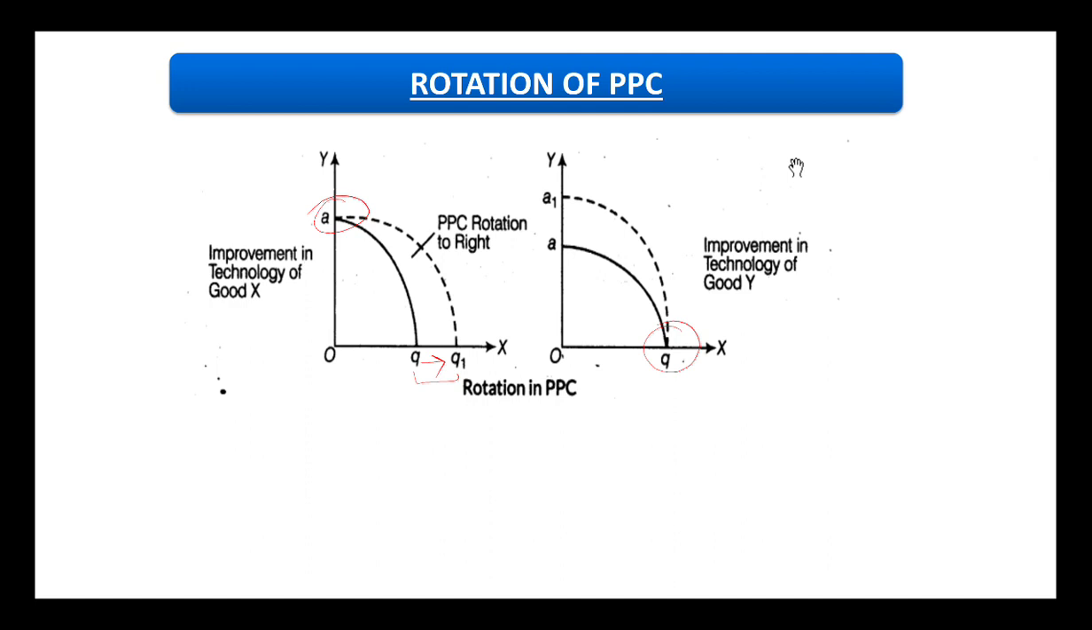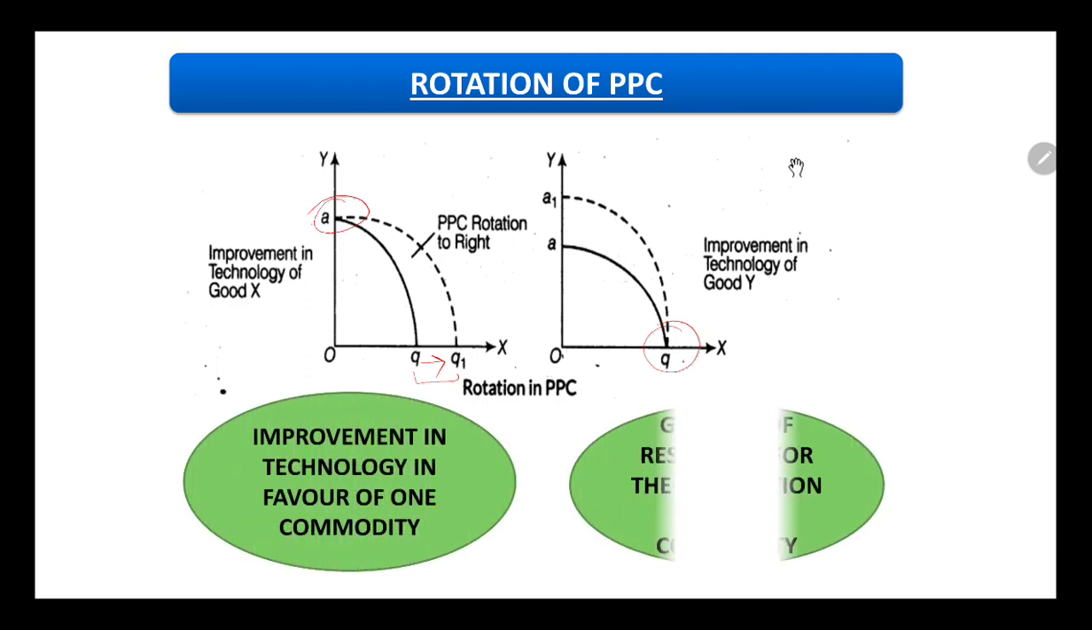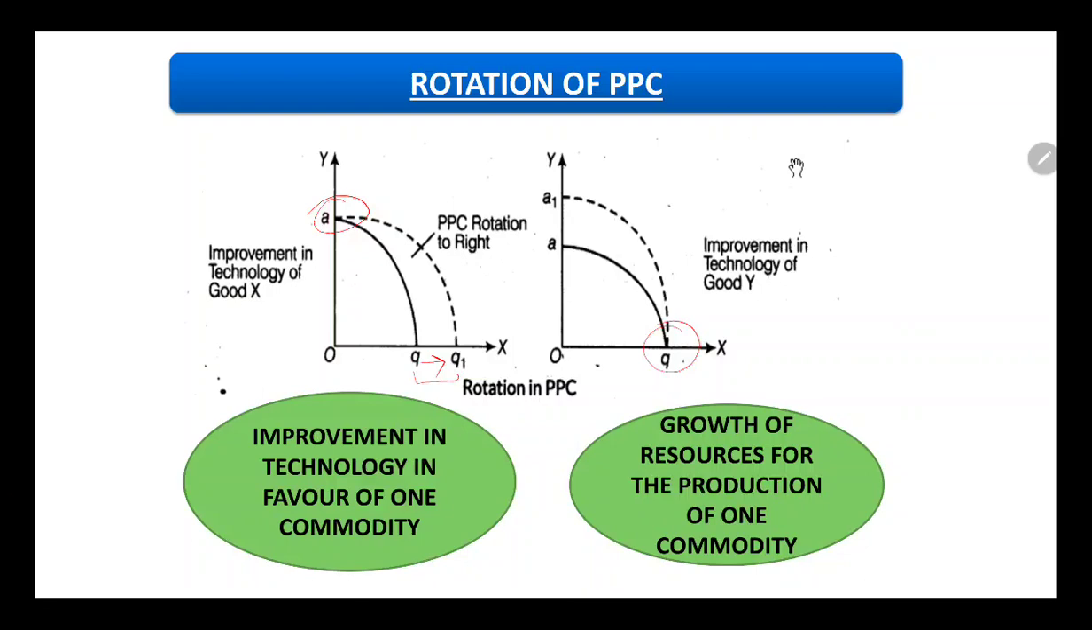However, in the y-axis, earlier we were at OA, and due to the increase in resources, we are now shifting towards the OA1 resource, right? So this is how you have to understand rotation. Basically, you are rotating the angle. You are at the same point over here, let's say, and you're rotating the angle. So that's called the rotation in the PPC, where only the change is taking place for one commodity, right?